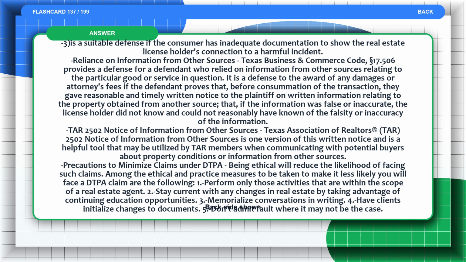Precautions to minimize claims under DTPA. Being ethical will reduce the likelihood of facing such claims. Among the ethical and practice measures to be taken to make it less likely you will face a DTPA claim are the following. 1. Perform only those activities that are within the scope of a real estate agent. 2. Stay current with any changes in real estate by taking advantage of continuing education opportunities. 3. Memorialize conversations in writing. 4. Have clients initial changes to documents. 5. Don't admit fault where it may not be the case.